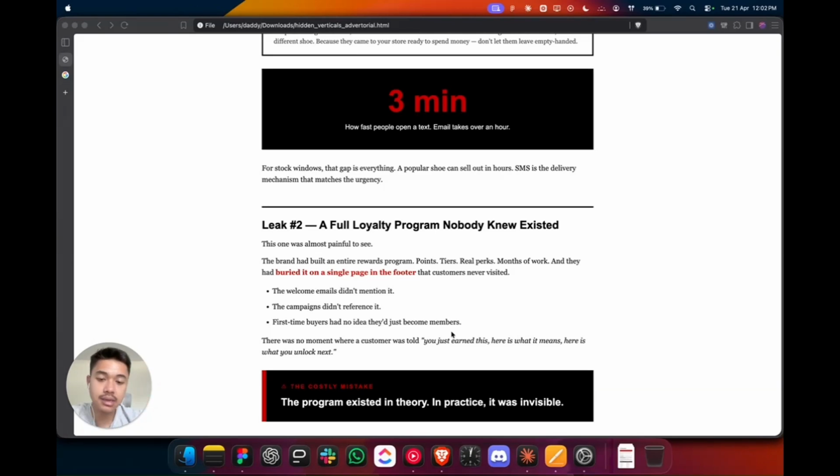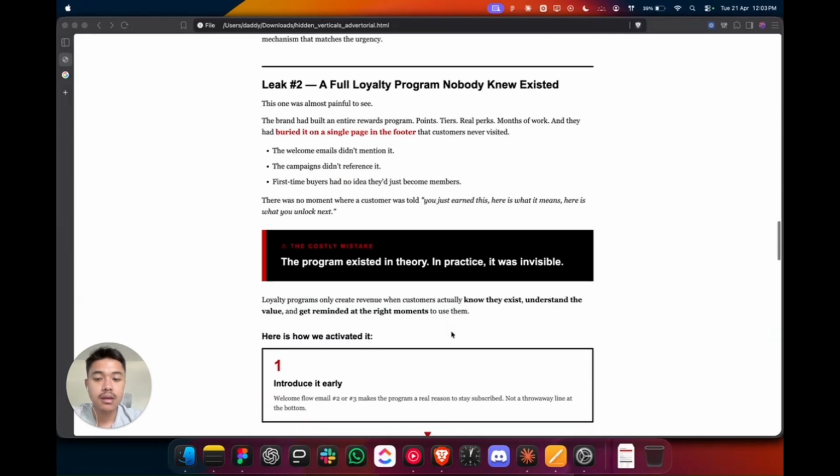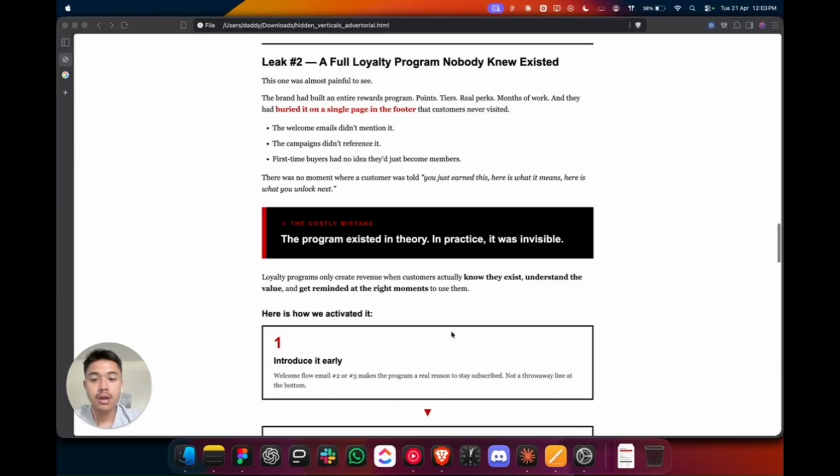This was practically costing them a lot of money, because loyalty programs bring back a lot of customers, right? And returning customers, when it comes to retention marketing and e-commerce in general, are very important. The costly mistake: the program existed in theory, but in practice it was invisible. Loyalty programs only create revenue when customers actually know they exist, understand the value, and get reminded at the right moment to use them, right?